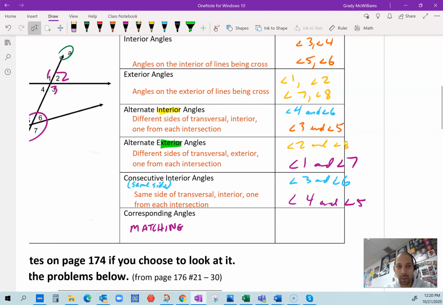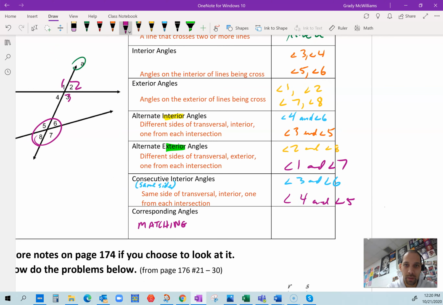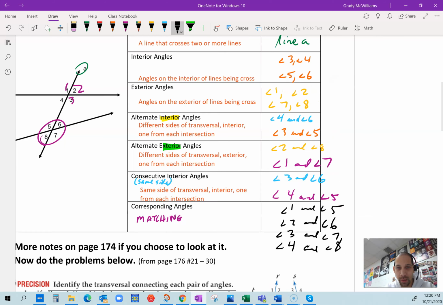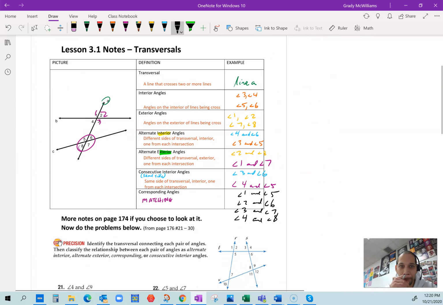An example, I've already discussed it, but just go ahead and list them. 1 matches with 5. Angle 2 is going to match with angle 6. Angle 3 is going to match with angle 7. And angle 4 is going to match with angle 8. All right, that's all I need to know for that part. These are angles that are created when you have a transversal going across 2 lines.